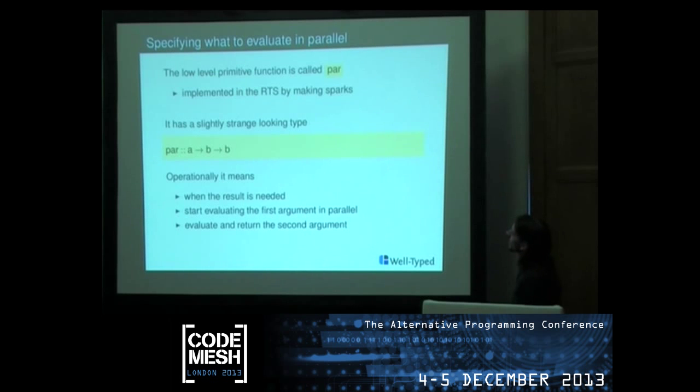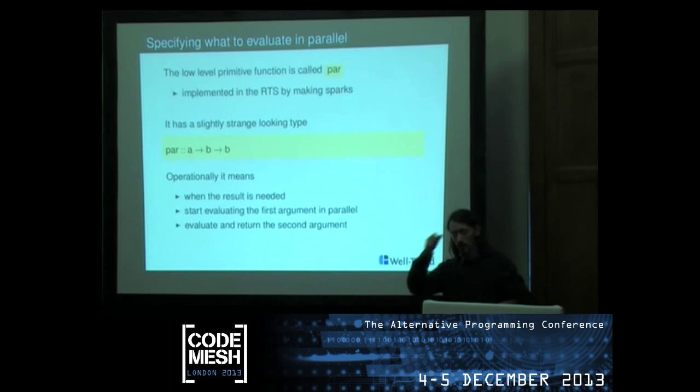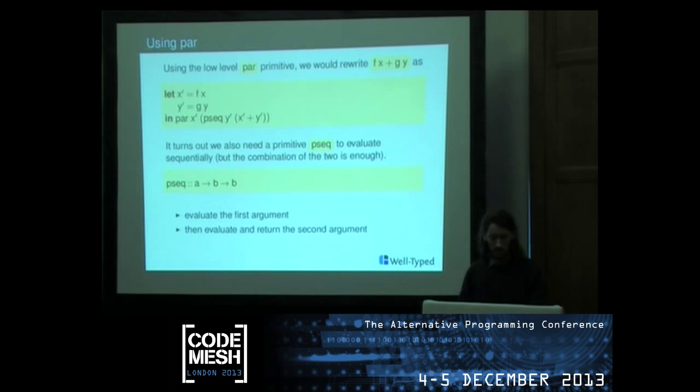As I mentioned before, we have this low-level primitive called par, which sparks off these sparks. It has a slightly strange type. If you've seen Haskell types, this might look strange to you. If you've never seen Haskell types, don't worry about it. It takes two arguments, and when the result of the par is required, we start evaluating the first argument in parallel. Create that spark, let it go off to another core, and then on this core we evaluate the other argument and return it. It seems slightly odd, but that's the primitive, and all the other things we can express on top of that.